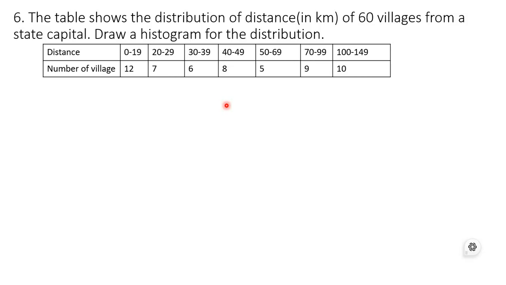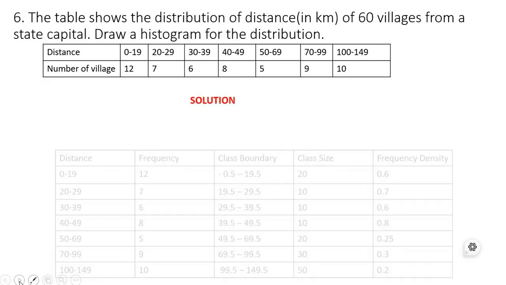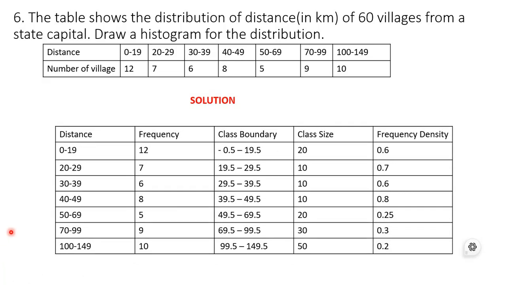So here we are going to prepare the table in such a way we include the things we need. So here is a table that will help us draw the histogram. So this is what is given: the distance and the frequency representing the number of villages we have.